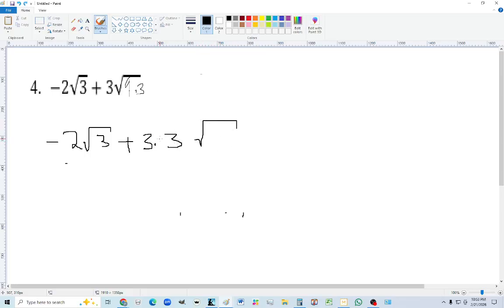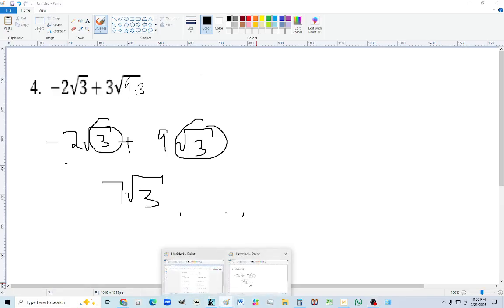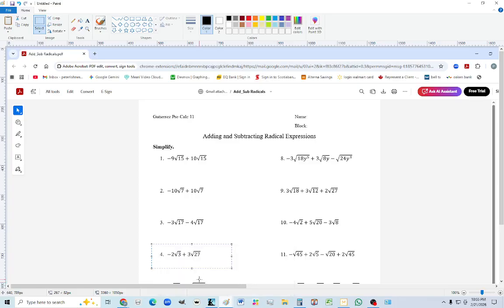3 times 3 is 9. So I get 9 square root of 3. Now these radicals are the same. Therefore, I just look at minus 2 plus 9. That is plus 7. So the answer is 7 apples. Okay, so these are the baby steps. They're walking you through the baby steps.